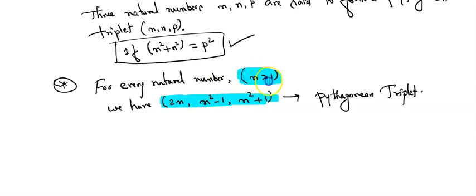When is this? When m is greater than 1. When the given natural number is greater than 1, then you have to take 2m, m square minus 1, m square plus 1 to find the Pythagorean triplet. Let me take one small example to understand this concept. For example, let m equal 4. They will give you the value m equals 4. Now can you frame the Pythagorean triplet?